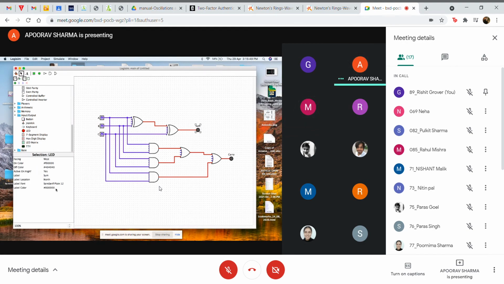So what is your sum? If I write it, I will put the label for sum as A XOR B XOR C. Okay, A XOR B XOR C. This is your total output. The output of this is A XOR B. Okay.